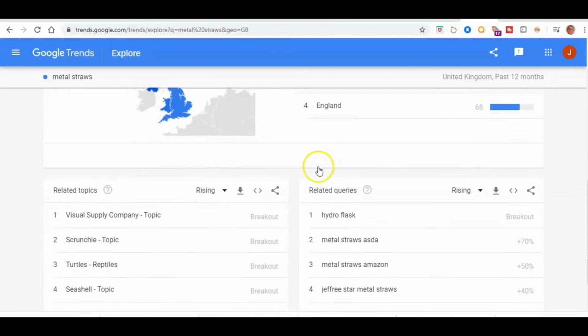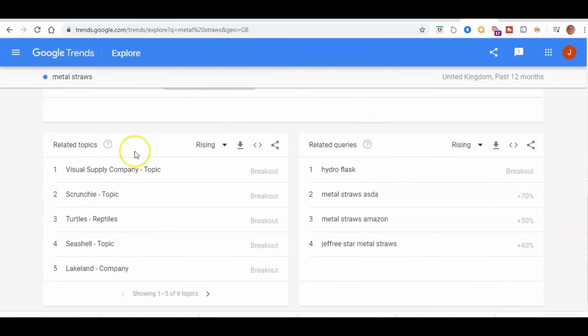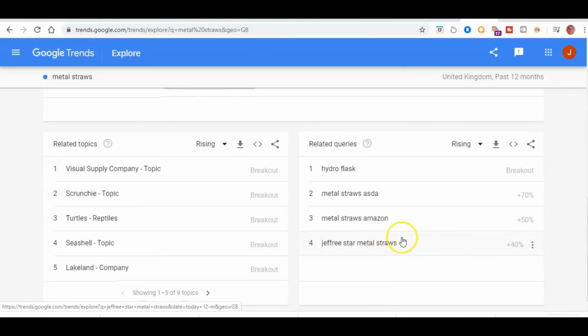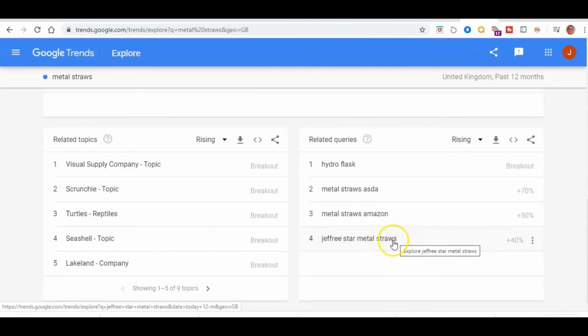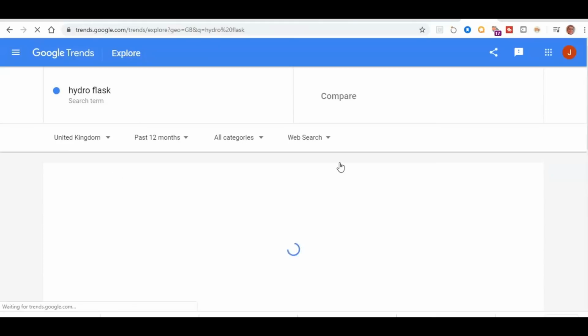So it'll give you the interest per sub region. Now, what is actually more important is these related areas here. So related queries: metal straws, Asda, Amazon, Star Metal Straws. Okay, I don't want anything that's got a brand name attached to it because I want to develop my own brand. Then it has some interesting other topics here. But let's see, what's Hydro Flask? Well, what does that tell us? Let's have a little look.